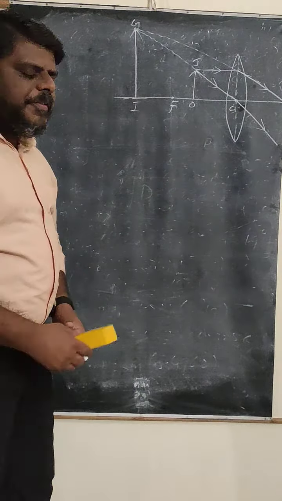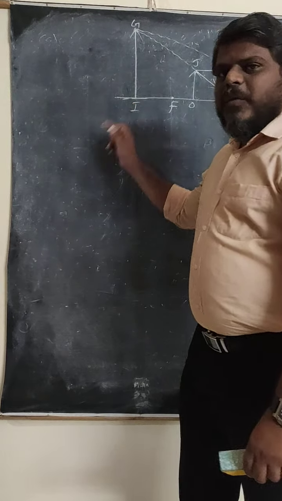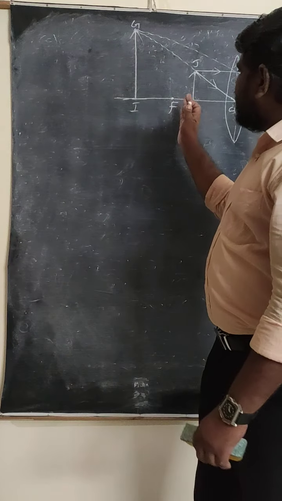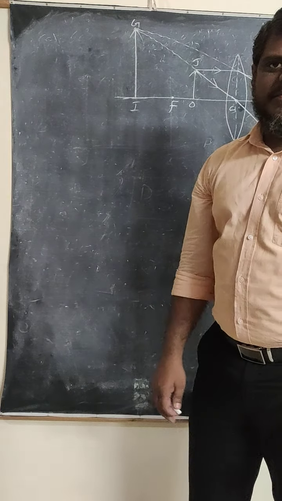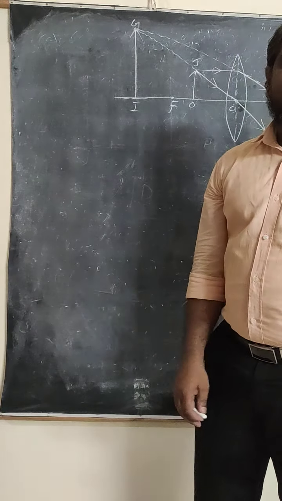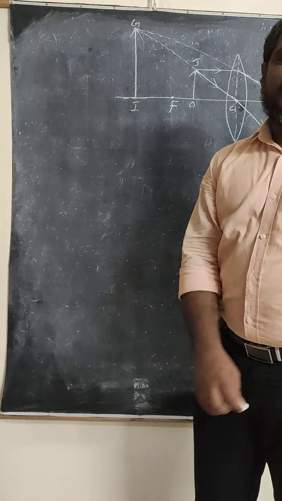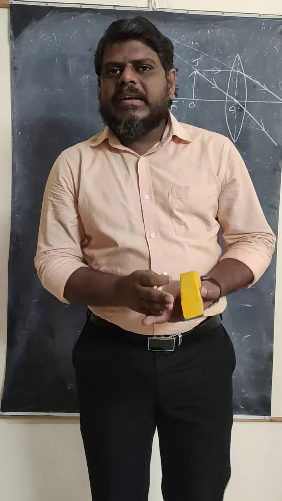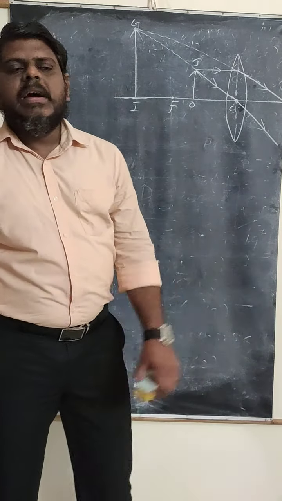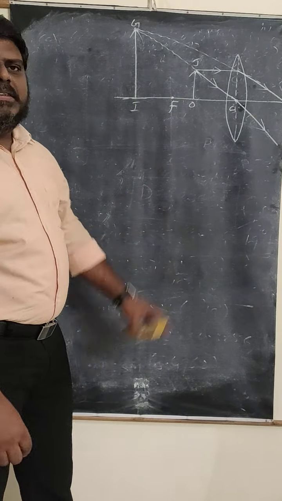Now, referring to the diagram, tell me what is the nature of the image. The image is virtual. Why is it virtual? Because it is forming on the left side of the lens, behind the object. That's why it is virtual. And it is erect and at the same time enlarged. That means a virtual, erect, enlarged image is formed behind the object like this.